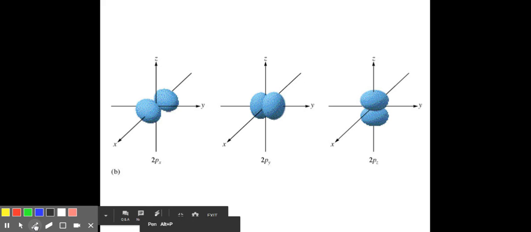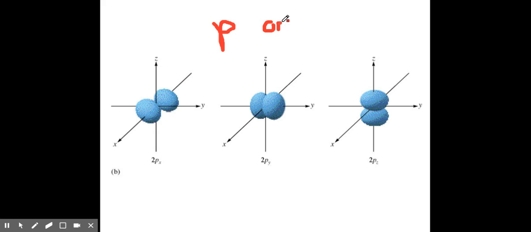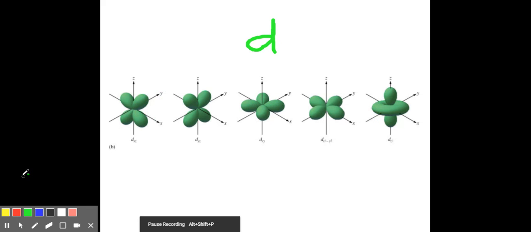These are what the p orbitals will look like. I like to think of them as peanut orbitals. There are three sets of p orbitals. One electron will be in this one, and one electron will be in this one, and so on. So very nice. Three little peanuts.